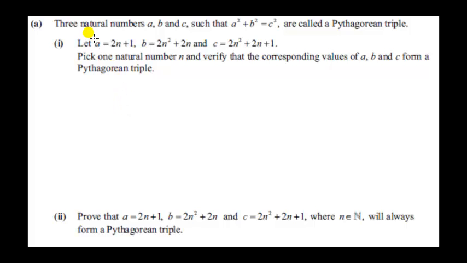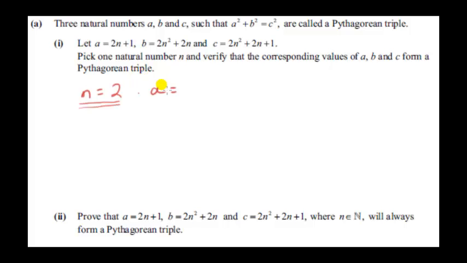Three natural numbers a, b and c such that a squared plus b squared equals c squared are called a Pythagorean triple. Here we have three expressions for a, b and c. Pick one natural number n and verify that the corresponding values of a, b and c form a Pythagorean triple.